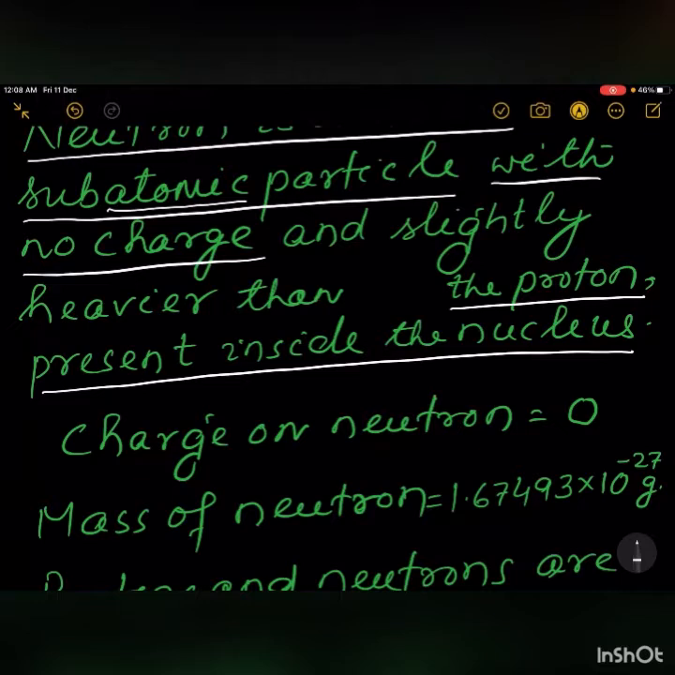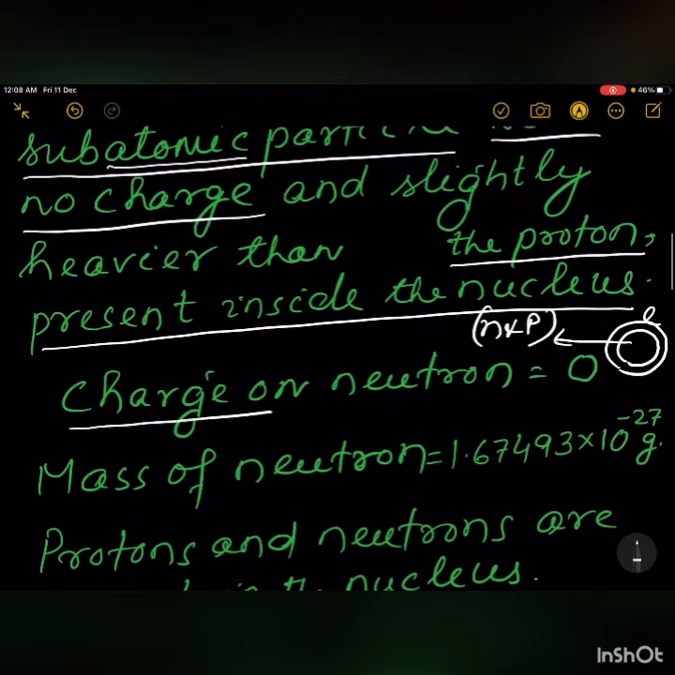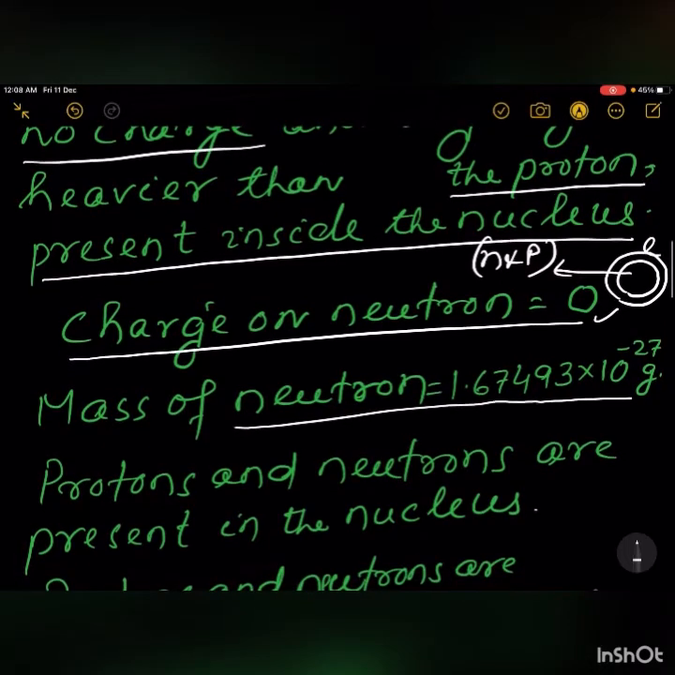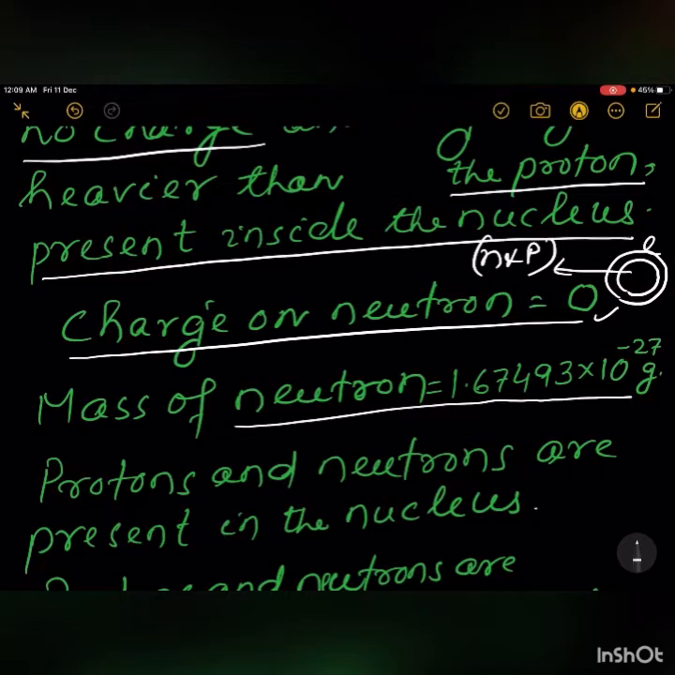You see, if this is an atom, inside the atom you will find the nucleus. Inside the nucleus you will find neutrons and protons, and outside the nucleus we will find electrons. Charge on a neutron is found to be 0. Mass of a neutron is 1.67493 × 10^-27 kg.